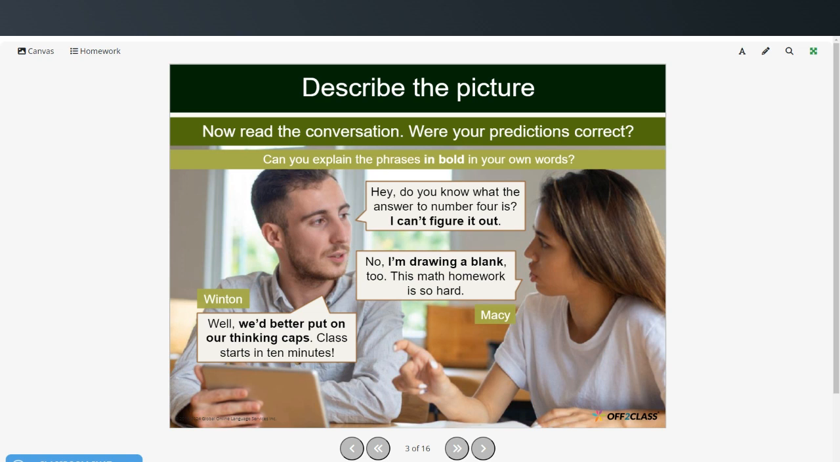Hey, do you know what the answer to number 4 is? I can't figure it out. No, I'm drawing a blank too. This math homework is so hard. Well, we'd better put on our thinking caps. Class starts in 10 minutes.